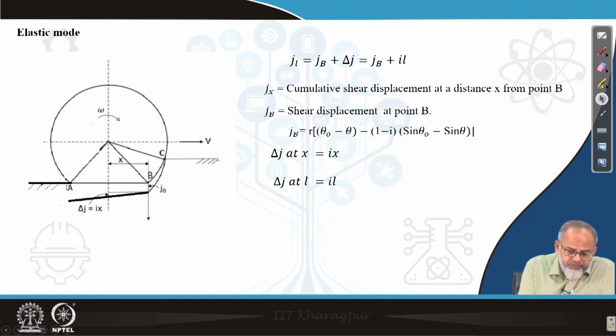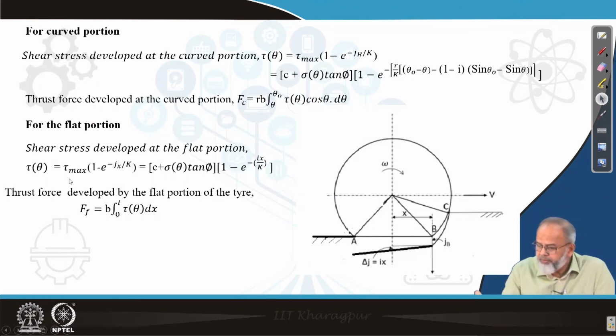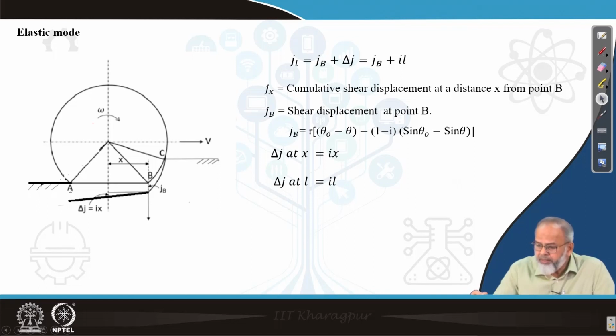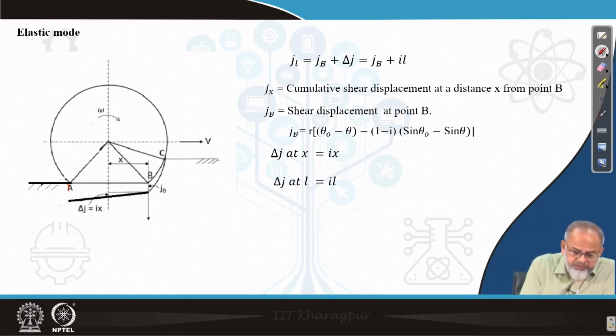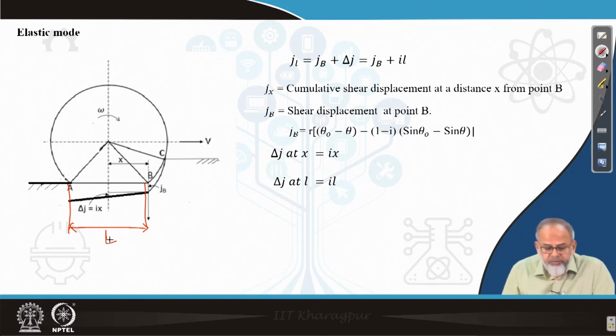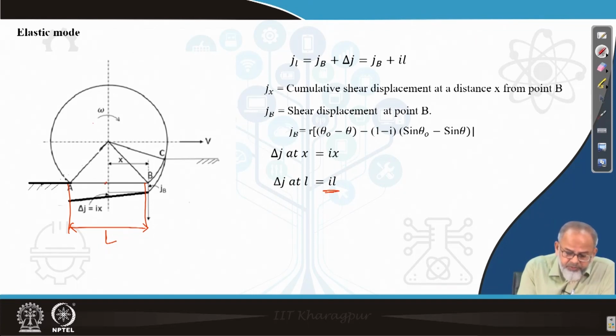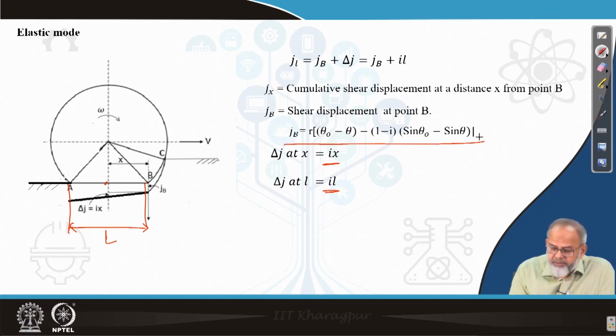Now the total length, if we denote as L, which is the contact length. So if this is the contact length, then total displacement will be i into L. If you are interested up to this point, then the distance you have to know. So at x, it is written as i x. And we have already known the displacement at point B because of the curved portion, Jb. So the total displacement will again be the summation of Jb plus i L.